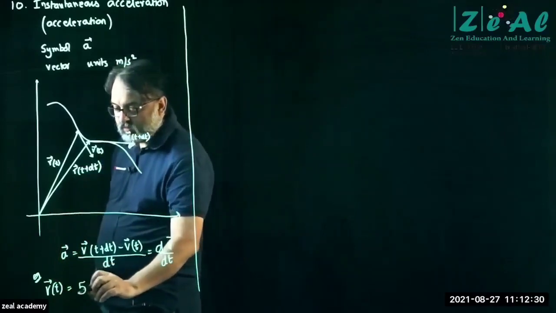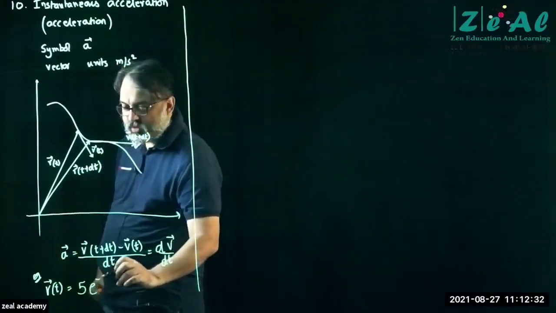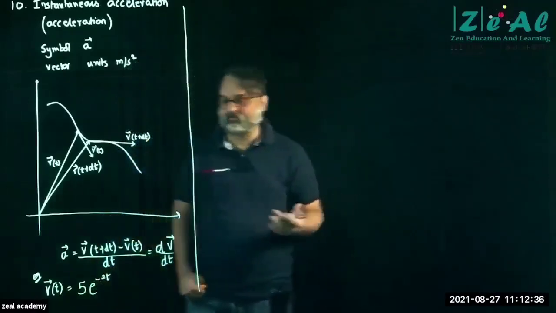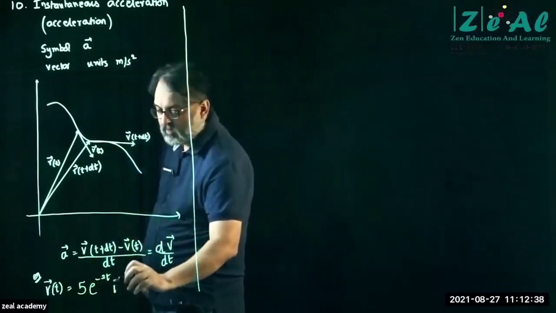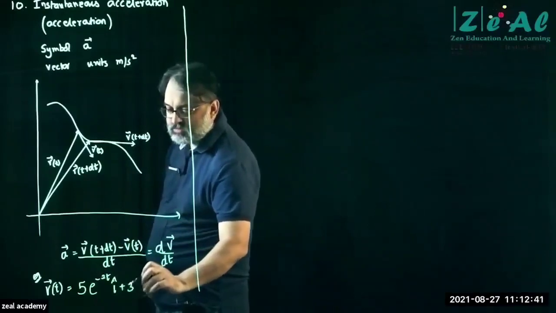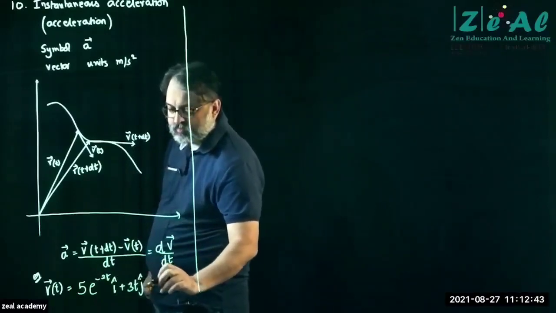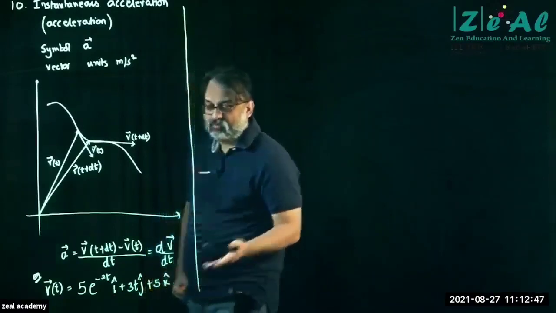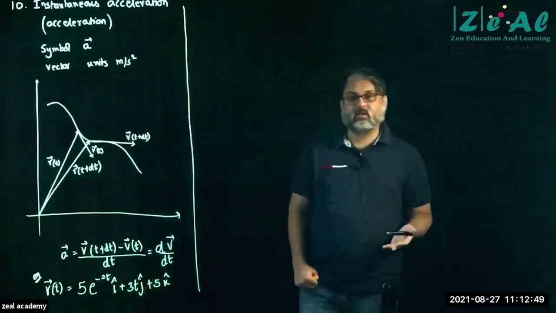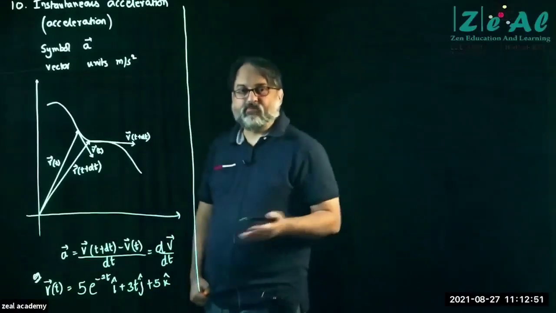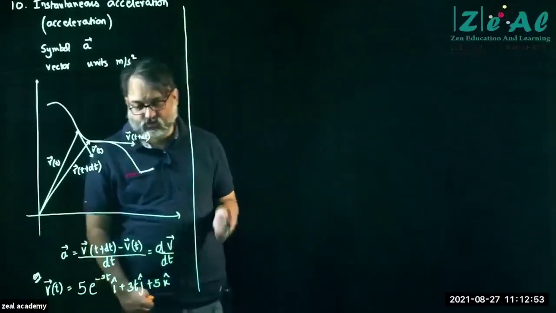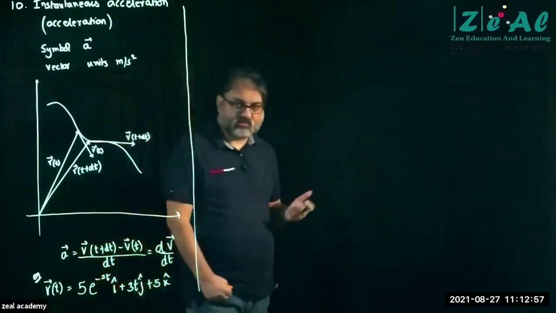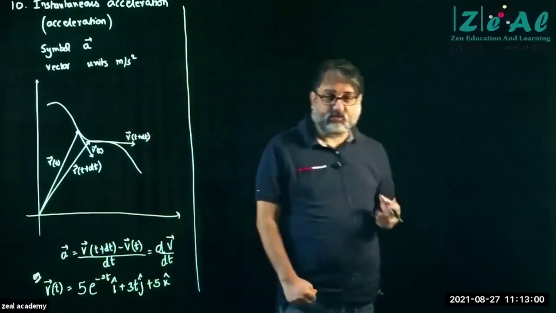5e raised to the power minus 2t, for example, i cap plus 3t j cap plus 5 k cap. This would be an example of a velocity vector, right? It is a function of time and it is a vector quantity.